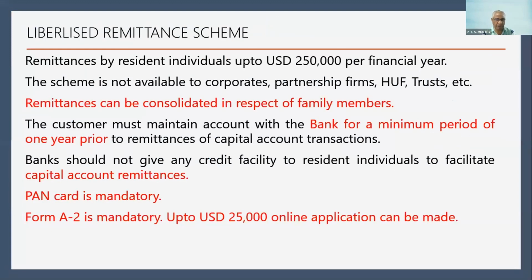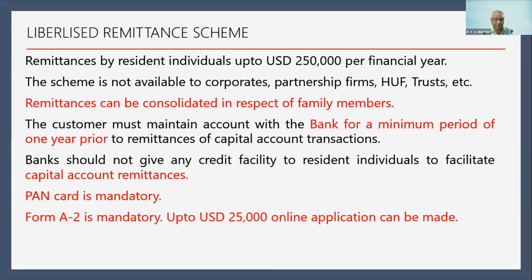The scheme is not applicable for corporates, partnership firms, HUF, trust, etc. But for whom can we do it? We can do it for proprietorship firms. Okay, remember this. Now, when remittances are sent, they can be combined for family members also.